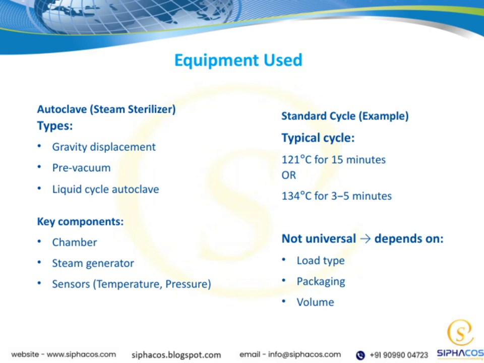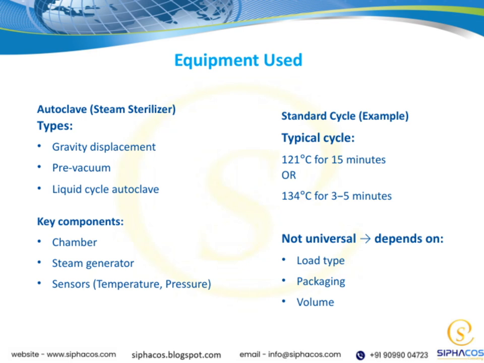Usually, you'll see it either at 121 degrees C for about 15 minutes or at 134 degrees C for a shorter period, around 3 to 5 minutes. Now, it's important to remember that these are just standard examples. The actual cycle you use isn't universal. It really depends on several factors. For instance, the type of load you're sterilizing, the packaging, and the volume all influence the cycle parameters. Plus, the specific equipment you have also plays a significant role.